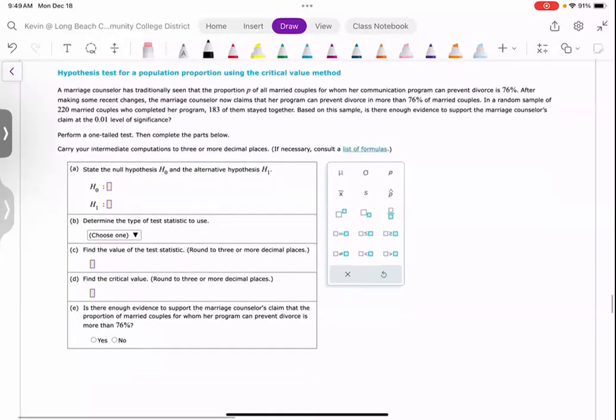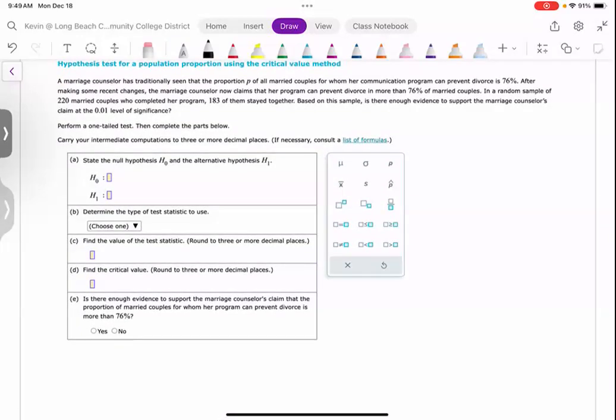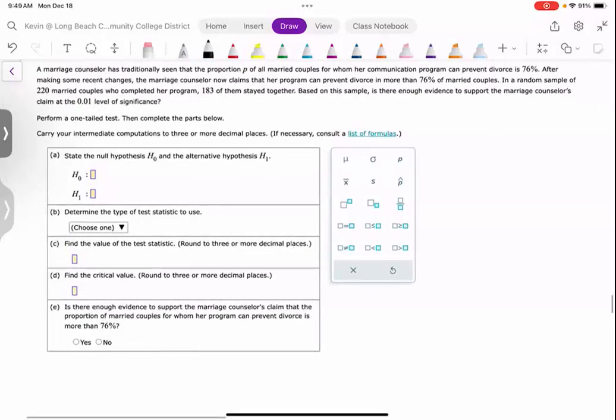All right, so a marriage counselor has traditionally seen that the proportion p of all married couples for whom her communication program can prevent divorce is 76%. So that is going to be our null hypothesis. After making some recent changes, the marriage counselor now claims her program can prevent divorce in more than 76%. So the claim is here.